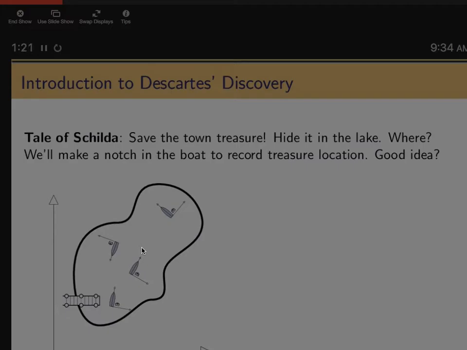Some people going to hide the treasure from their town by hiding it at the bottom of the river or the bottom of the lake. So you can go out and put it in the bottom of the lake, but how do you know where it is? Okay, well, if I just put a notch on the boat that says I put it off the side of the boat here, does that work? Right? I put it right off the right-hand side of the boat. Can I find the treasure? Probably not. Okay.